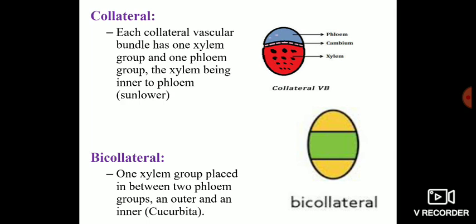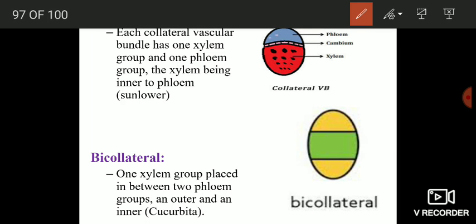In collateral vascular bundles, we have one xylem group and one phloem group, but you have to remember that in collateral vascular bundles, the xylem is located on the inner side and phloem is located on the outer side. And the best example is sunflower. You will find this type of arrangement in sunflower.